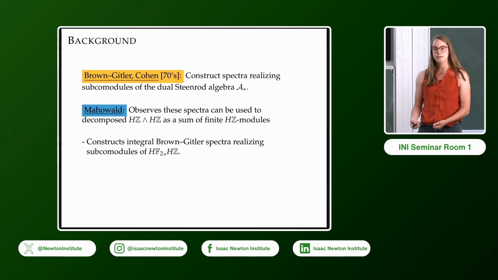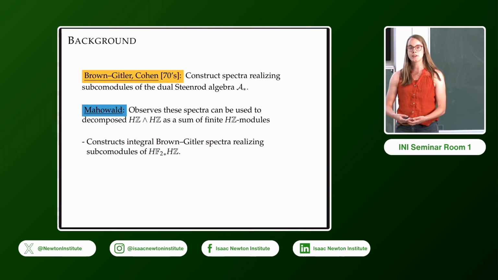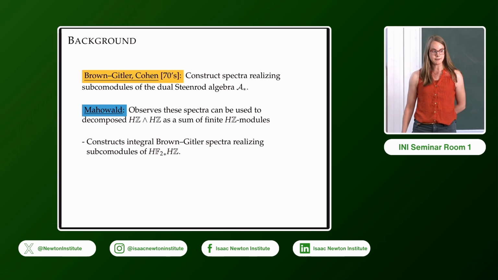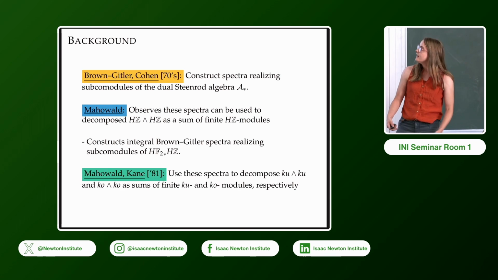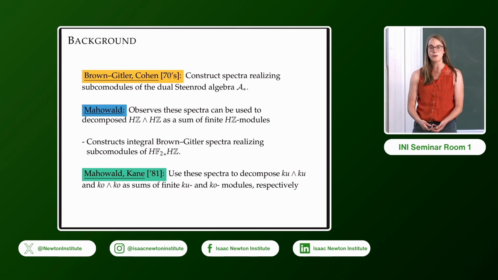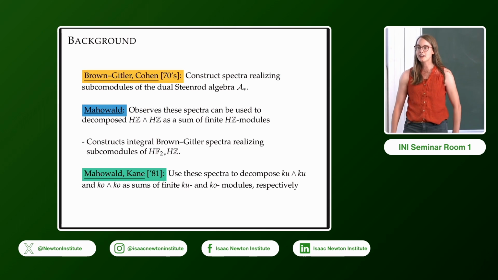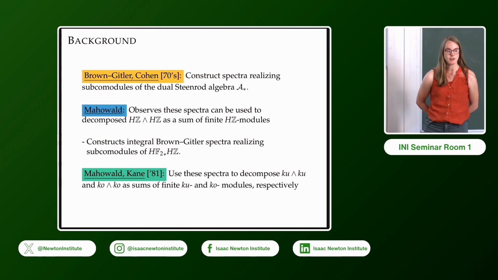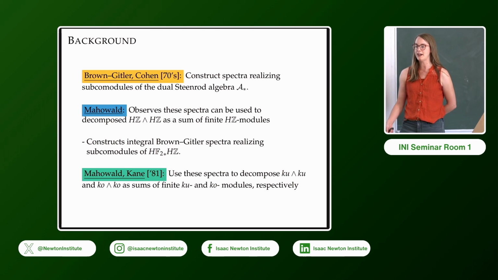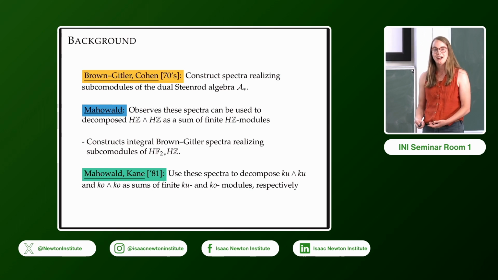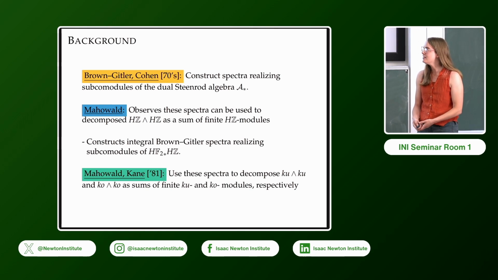So these integral versions, they realize subcomodules of the homology of HZ. And these constructions were useful because they also allowed Mahowald and Kane to construct splittings of both KU and KO in terms of finite modules. So why would one care about having these sorts of splittings?